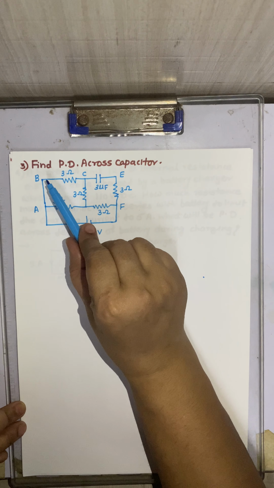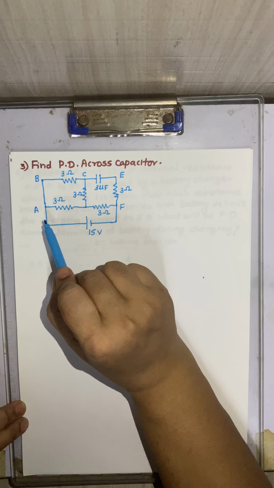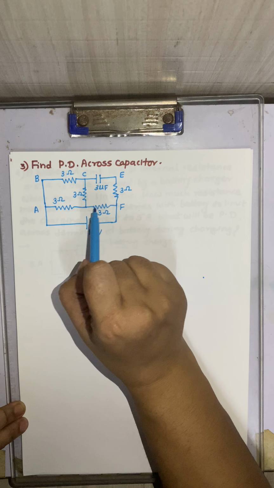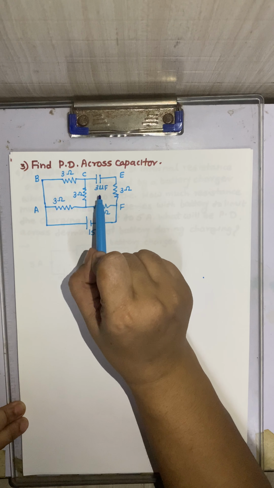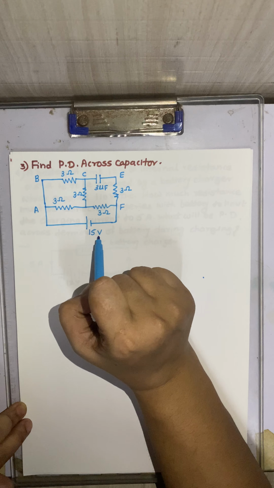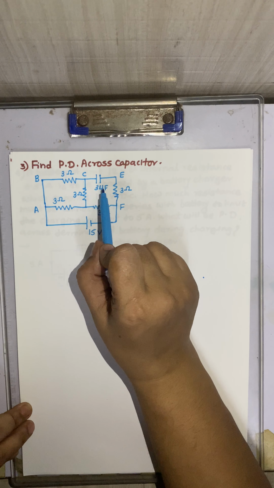Now we want to find out the potential difference across the capacitor. They have given a circuit connection which has different resistors as well as one capacitor, and it is connected to a battery having voltage 15 volt. Now we want to find out the potential difference across the capacitor.